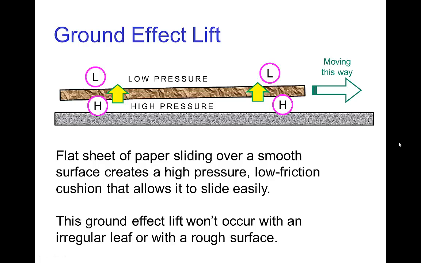You won't typically see this with a leaf because the shape of the leaf is too irregular, and you won't see it if the surface is rough, like grass or dirt.